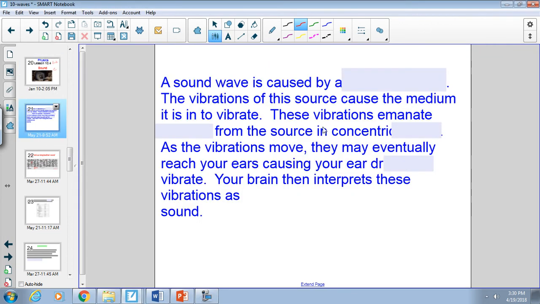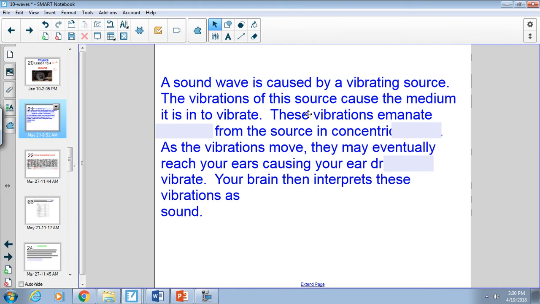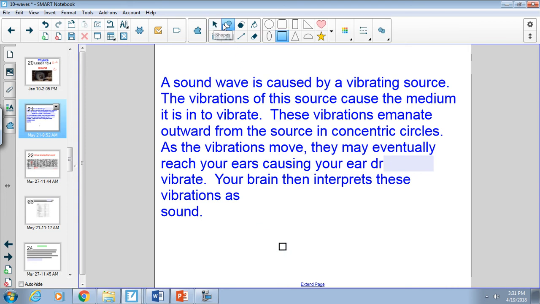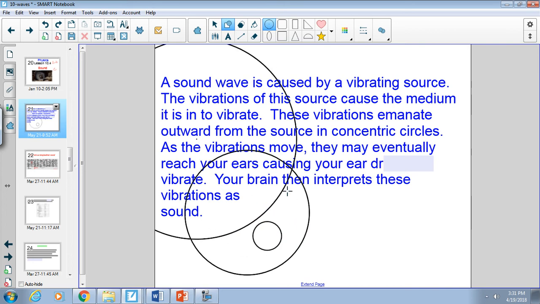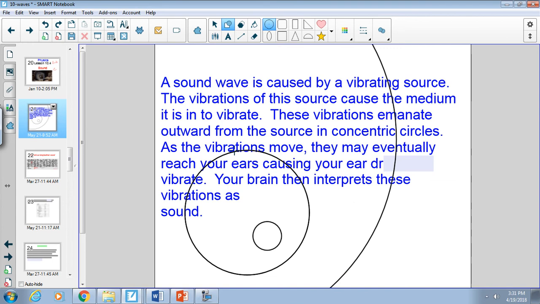Alright, so a sound wave is going to be caused by a vibrating source. These vibrations are always going to come out from the center of the source, and they're going to move outwards. And they do so in these kind of ringed cones. That's not a cone at all. That is a square. Undo. Circle. There we go. So picture it like that. They come out right from the center.